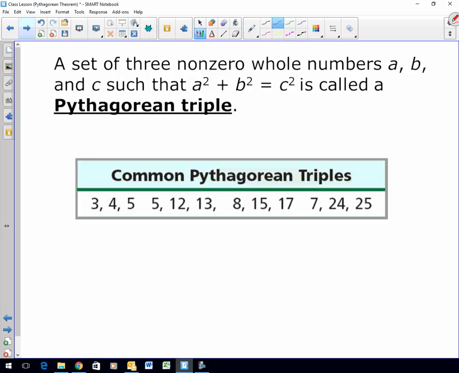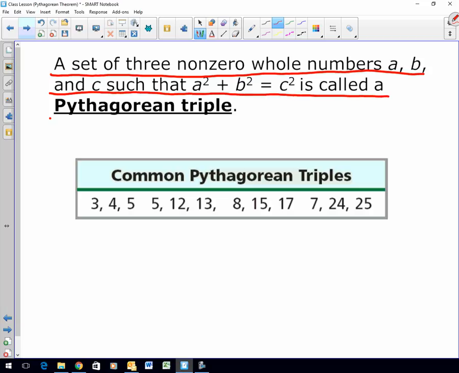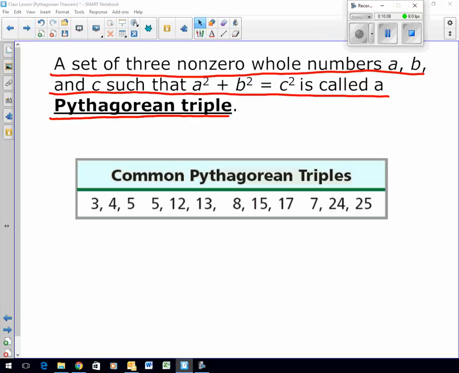I don't think you'll have to memorize it, but I want you to write it down. A set of 3 non-zero whole numbers, A, B, and C, such that a squared plus b squared equals c squared. We call that a Pythagorean triple. Example: 3, 4, 5; 5, 12, 13; 8, 15, 17; 7, 24, 25. Write down a couple of those examples so you'll remember.